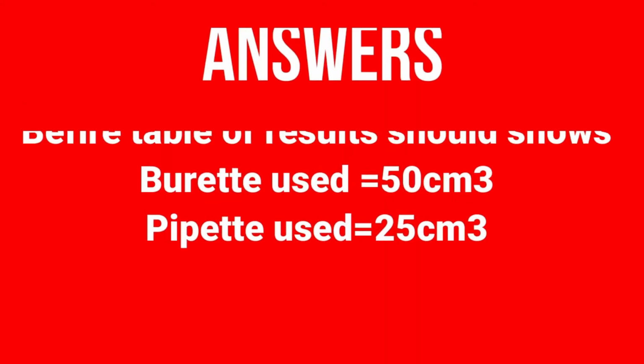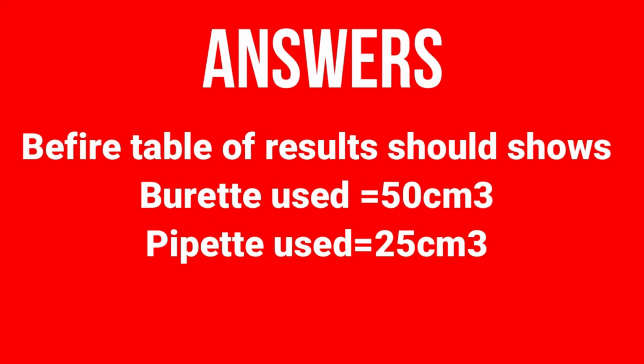Then after that, before writing the table of results, you are supposed to show the burette used and the pipette used. The burette used is 50 mL, and the pipette used, according to our apparatus, is 25 mL.